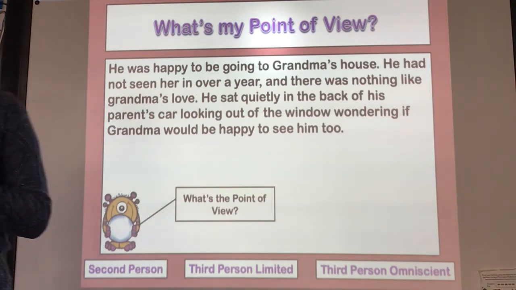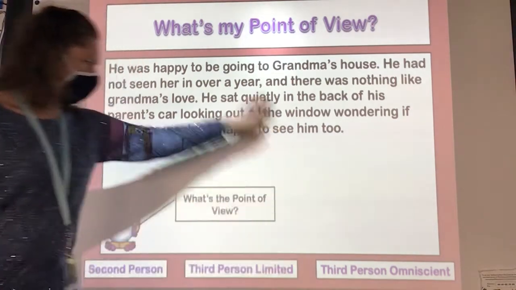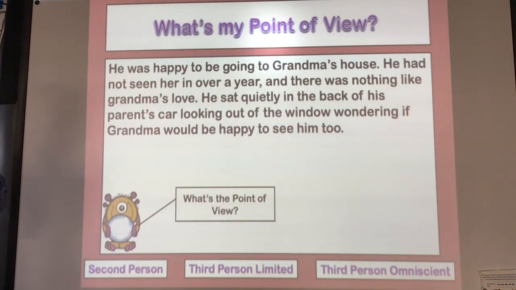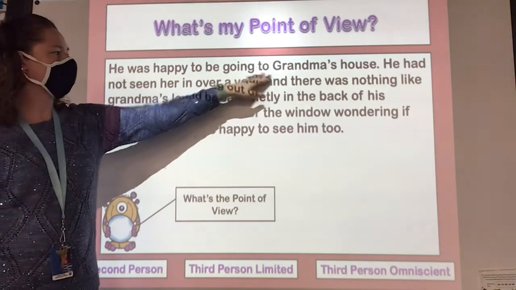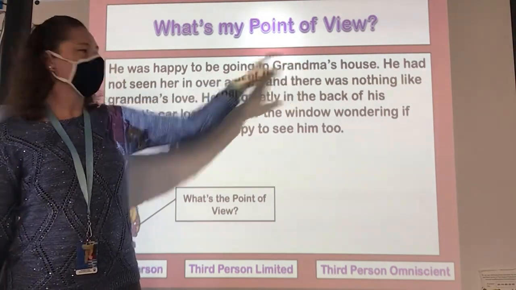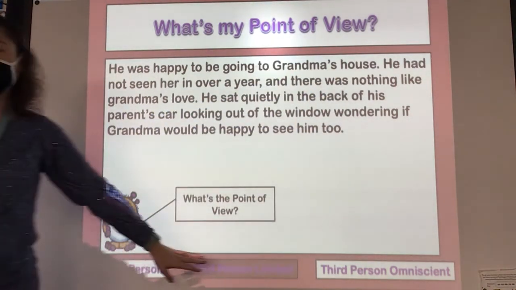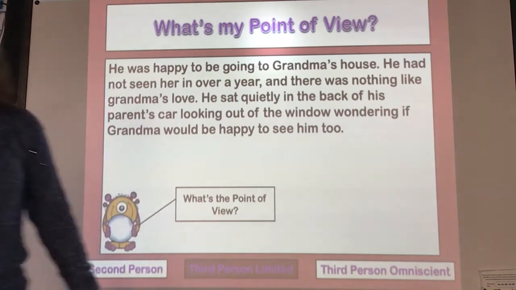Those pronouns. Read it again if you have to. Juliana? Third person. Limited or omniscient? Are we getting one person's point of view or more than one? Third person limited. Yeah, limited. Here it does say Grandma, but are we learning about what Grandma's thinking or feeling? No, we just know he's going to Grandma's house, so it would definitely be third person limited. Good job. Okay? Yes, Riker?